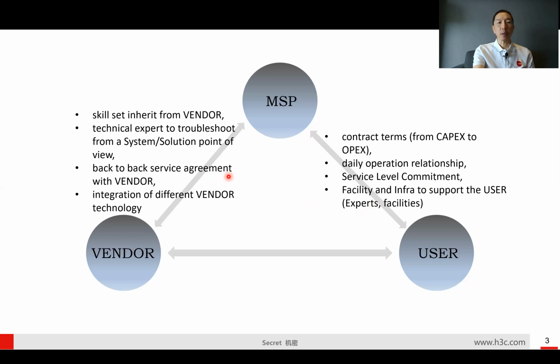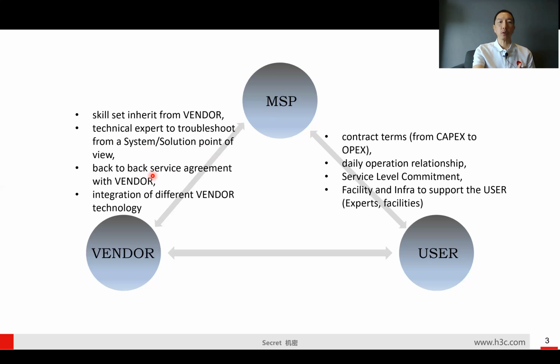When we think about the MSP and the vendor, normally the MSP needs to inherit all the skill set from the vendor, because the MSP needs to deploy different technologies in terms of a service contract with the user. And also the MSP needs to maintain a technical expert to troubleshoot from a system or solution point of view, rather than a product point of view. And sure, in order for the MSP to support the user, they need the vendor to support the technology, the product and the solution.